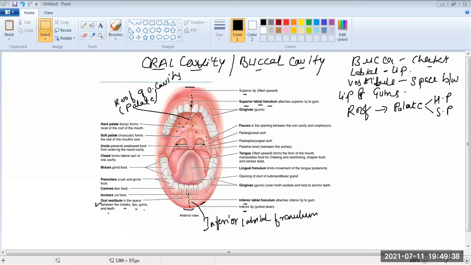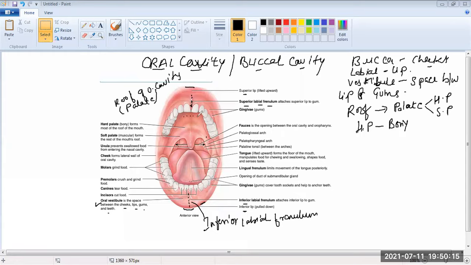The front part, the anterior part, is your hard palate, and the posterior part is your soft palate. Your hard palate is bony, it consists of bones, and it has transverse ridges, which we call palatine rugae.